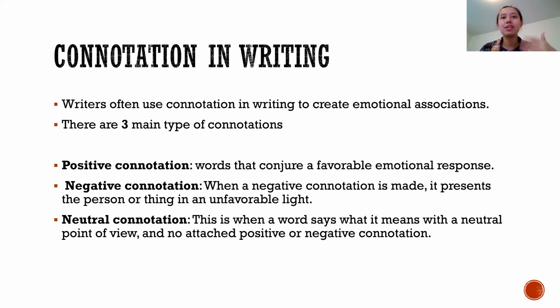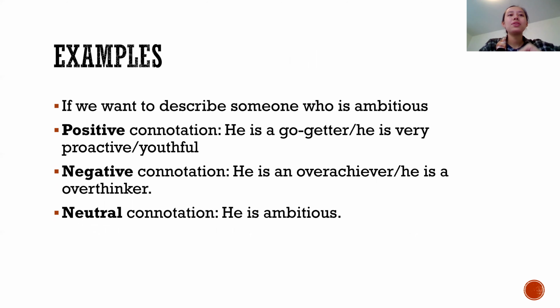When you read it, you can't really feel if it's leaning to one side or the other. Now let's look at how it is used in writing. For example, if we want to describe someone who is very ambitious, and the writer is trying to convey a positive connotation, he will write he's a go-getter, or he's very proactive, or youthful. So when you read the sentence, you will naturally think, oh, this is a good person. Here's my example. I want to be like him.